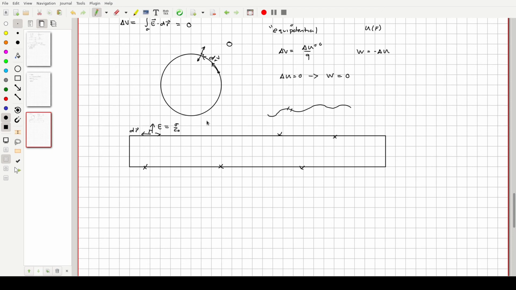Now, so that concludes our discussion about Chapter 7. And in Chapter 8, we're going to get more into some of the nitty-gritty stuff. We're going to start talking about things like capacitance and what have you. And I'll see you then.